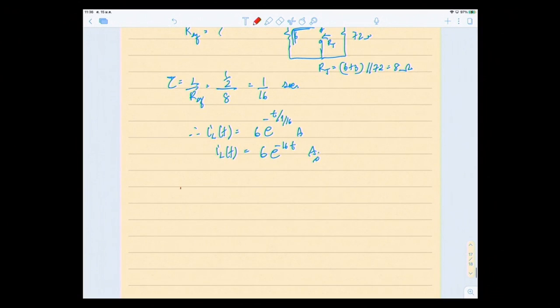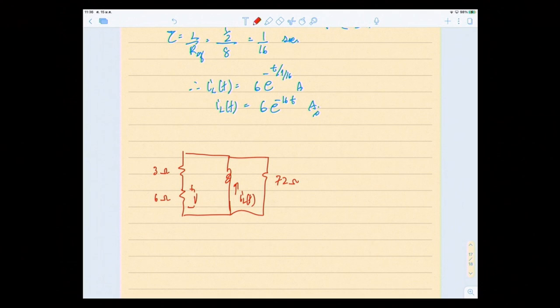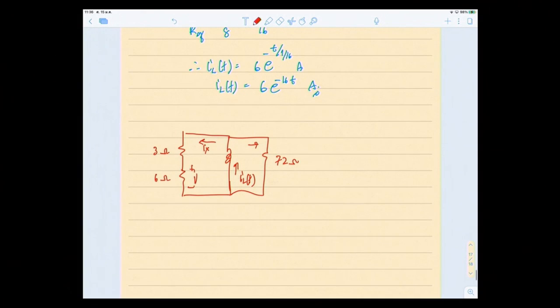Okay, so let me draw this here. We have to find V across the 6 ohms. One more time. So it becomes 3 ohms, this is 6 ohms, inductor, and this is 72 ohms. This is IL of t. So Ix goes like this and splits into 2 paths: one into 6 and 3, and one into 72.